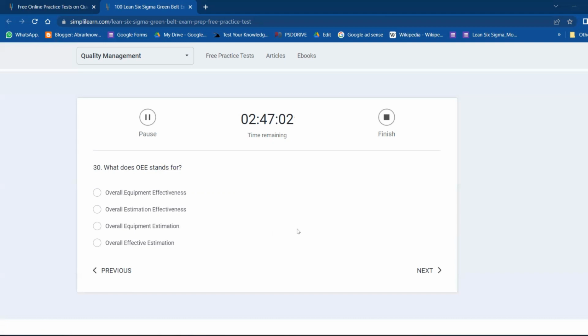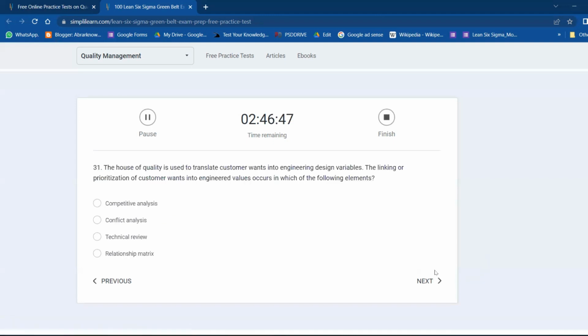30th question. What does OEE stand for? Many people get confused. OEE stands for overall equipment effectiveness, not efficiency, effectiveness. So we have solved 30 questions. Let's go further. 31st one.